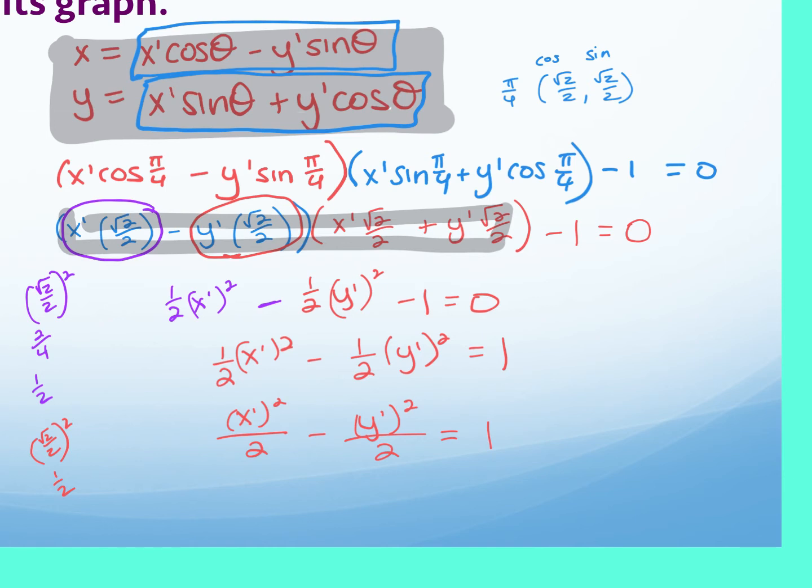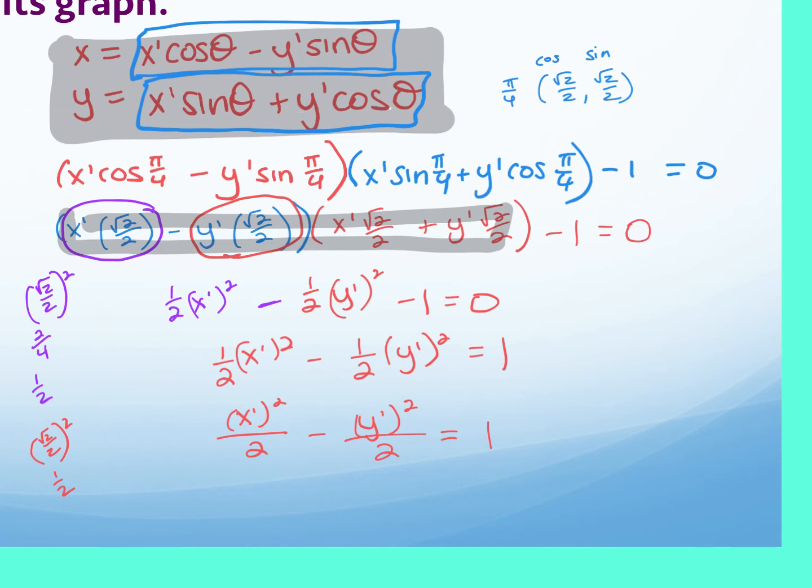What conic is this? It's a hyperbola. Yay. It's a rotated hyperbola. If it was the plus in the middle, what would you think it is? An ellipse. So it's an ellipse that has the same A and B, which makes it a circle.